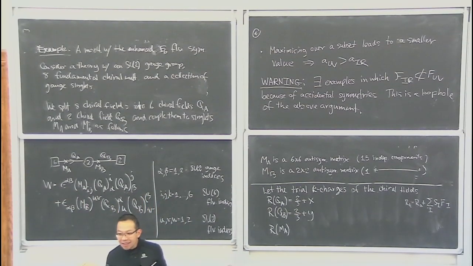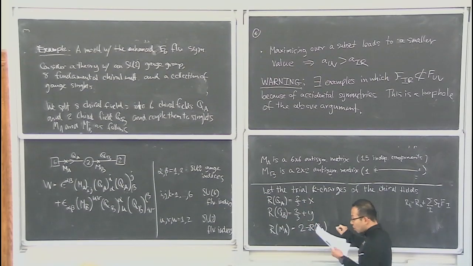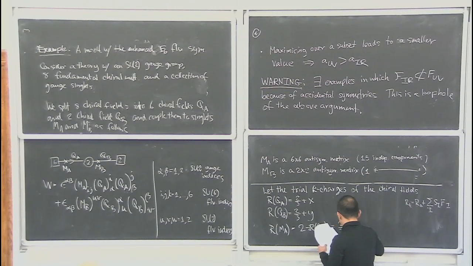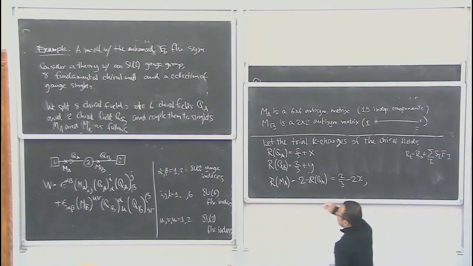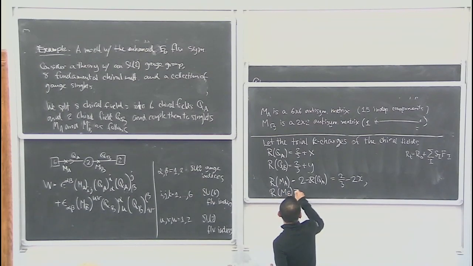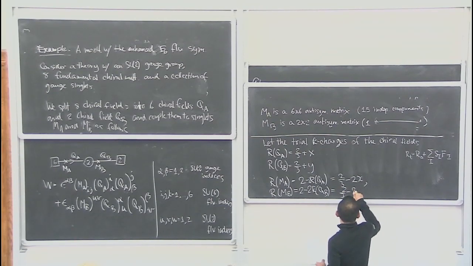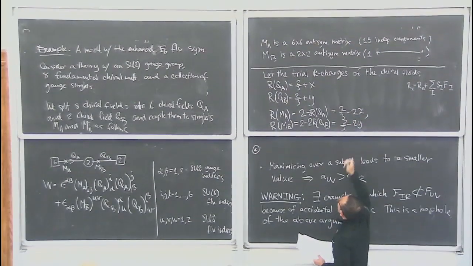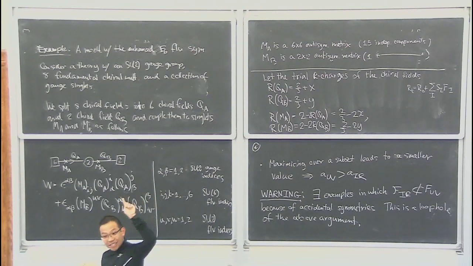Now R of MA is fixed by the superpotential. You cannot choose it otherwise, because the superpotential has to have R charge 2. So this is 2 minus RQA minus twice RQA, which is 2/3 minus 2x. This is not free anymore. It's the same thing for RMB: 2 minus 2 RQB, which is 2/3 minus 2y. So now I assume that there are two U1, with mixing coefficients called x and y.